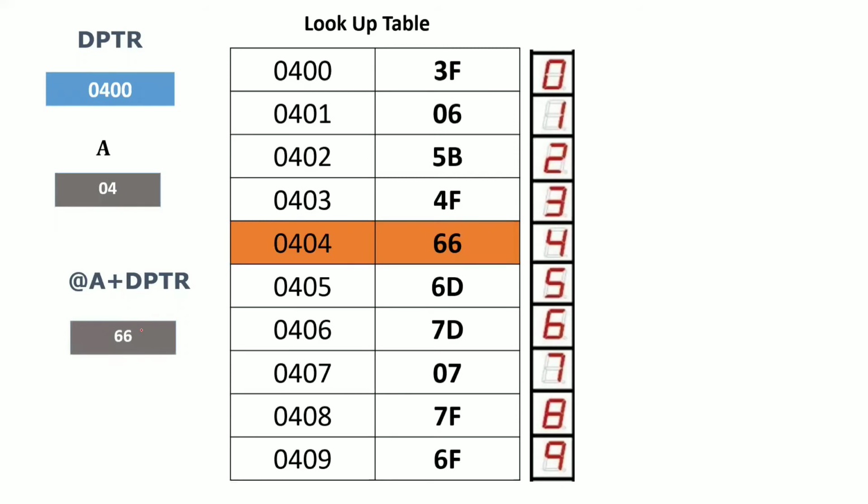So now the A register will get the 66 value, and that 66 is given to your port 1. So port 1 immediately gets the 66. It will turn on the 7-segment display with the value of 4.